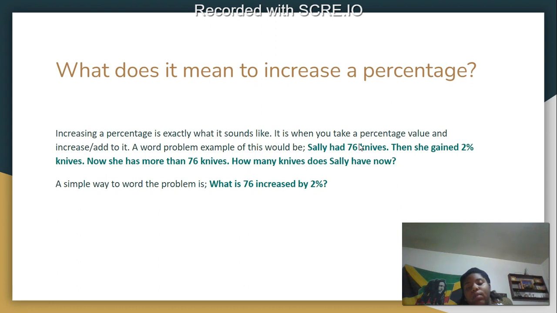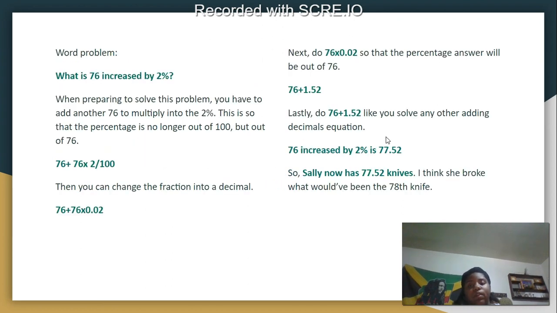A simple way to write that problem would be what is 76 increased by 2%? When preparing to solve this problem, you have to add another 76 to multiply into the 2%. This is so that the percentage is not out of 100, like all percentages are.